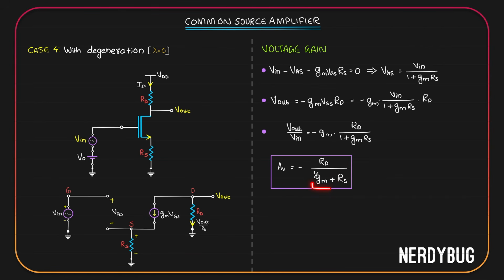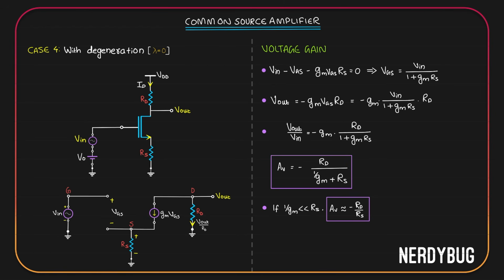Then 1 by Gm plus Rs, we can assume it is approximately equal to Rs itself because 1 by Gm is very small. In that case, the gain will approximately simply be negative Rd by Rs. That is how we have made the voltage gain almost independent of Gm. But this circuit still has a problem.